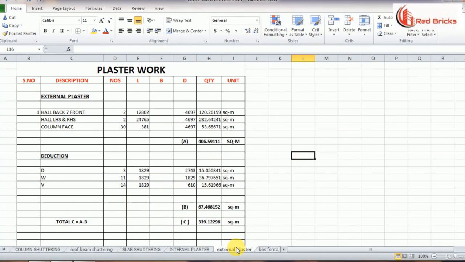In this lecture, we learned to calculate the quantity of external plaster work.